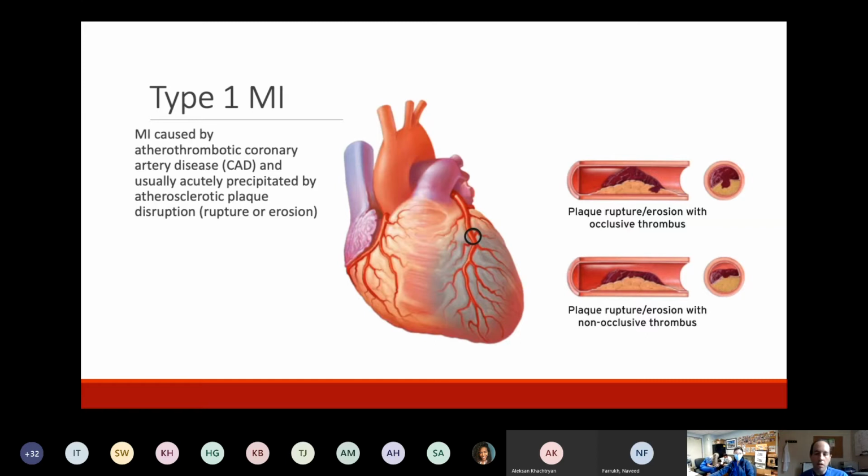A type 1 MI is the classic MI, at least that we all think about. It's an MI caused by coronary artery disease, usually an acute plaque rupture, which then leads to a platelet plug that leads to acute coronary ischemia. So this is the classic MI that you always think of. We call this a type 1 MI.